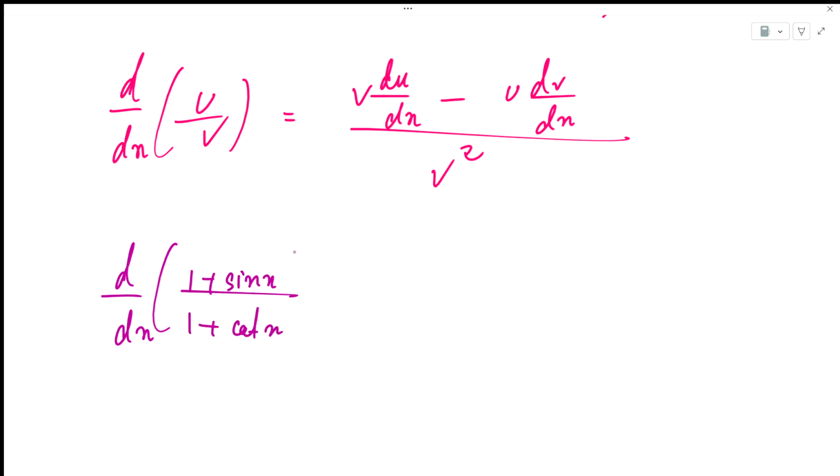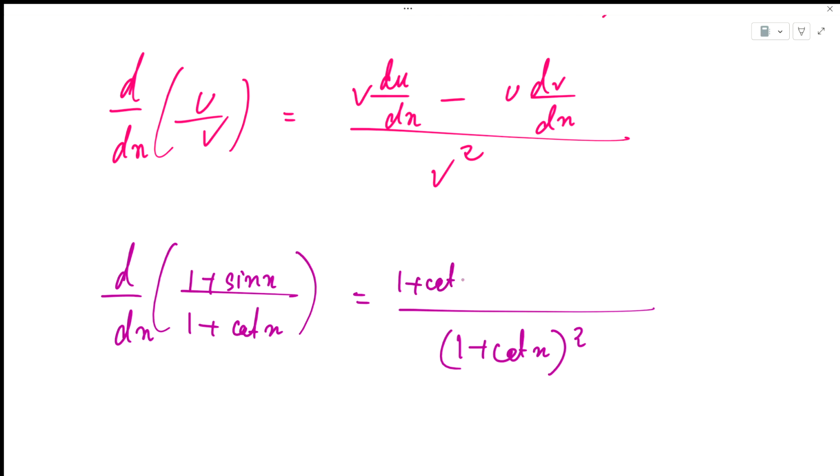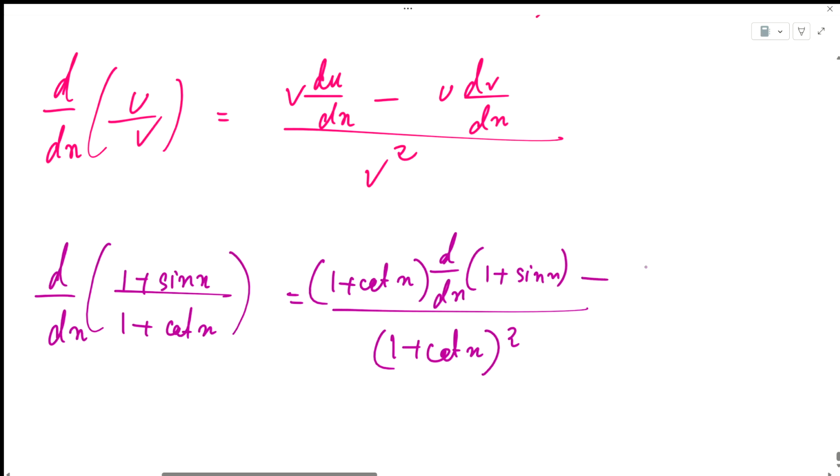So I'm going to square the denominator. 1 plus cot x is going to get squared. Okay, 1 plus cot x will come outside, and I'm going to differentiate 1 plus sin x. Then I'm going to take 1 plus sin x outside, and I'm going to differentiate 1 plus cot x.